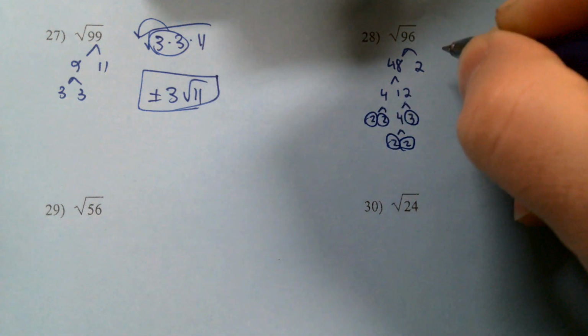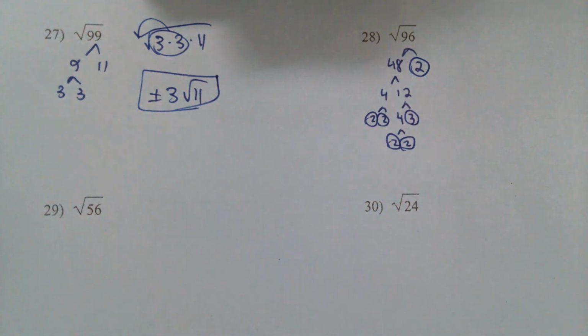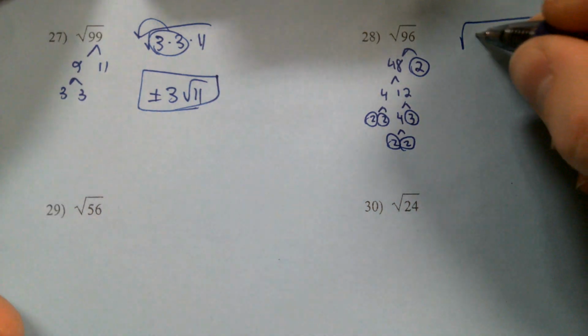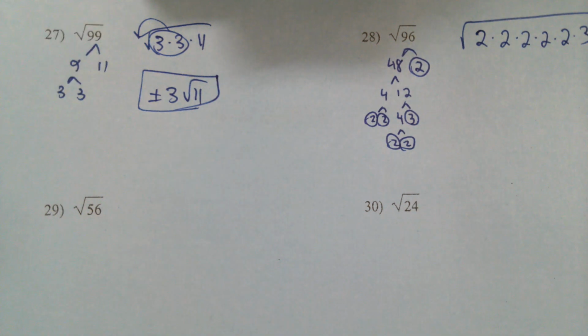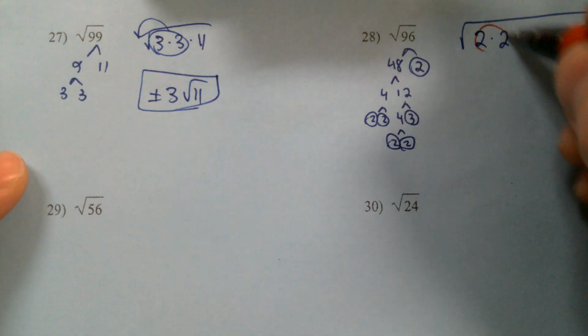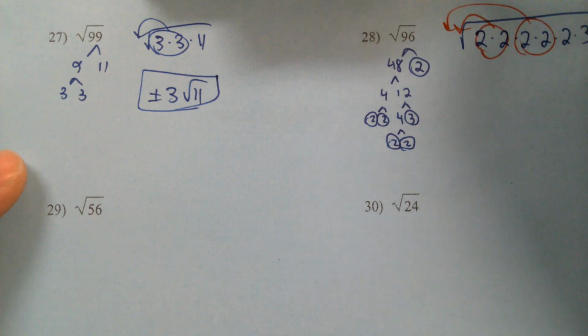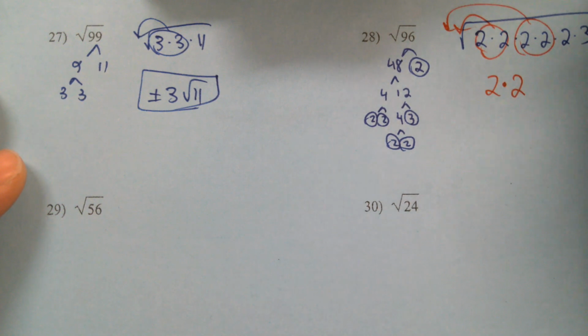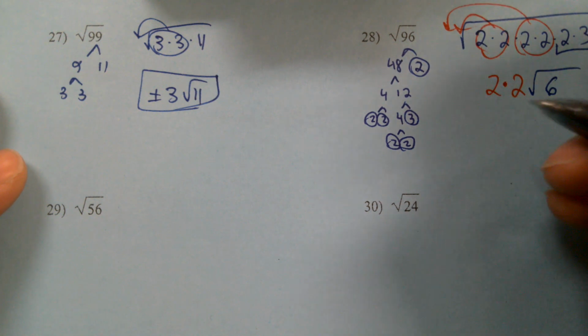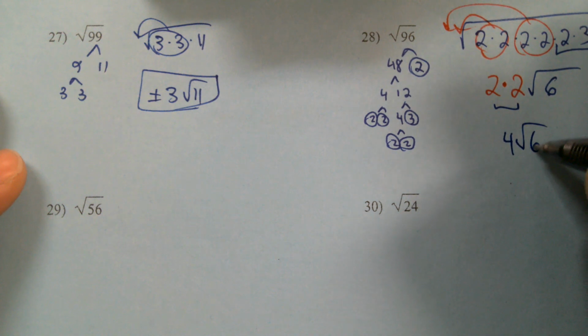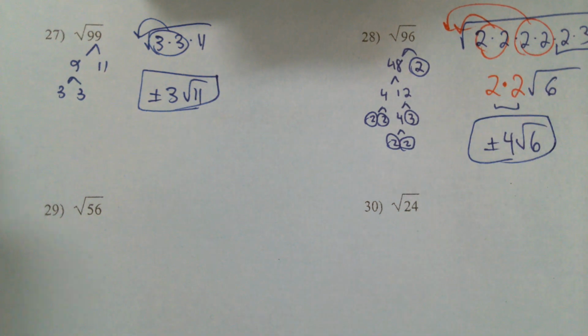Let's try and figure out where all our prime factors are. There we go. So this is 2 times 2 times 2 times 2 times 2 times 3. Wild. Pair of 2's gets brought out. Another pair of 2's gets brought out. We're going to multiply them in front, and we'll multiply the 2 numbers left over, giving us, of course, 2 times 2 gives us 4 root 6, just like that.